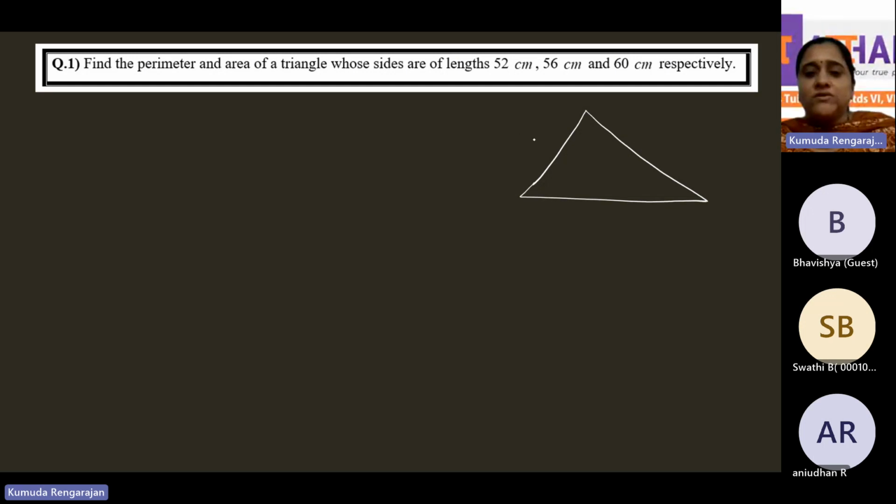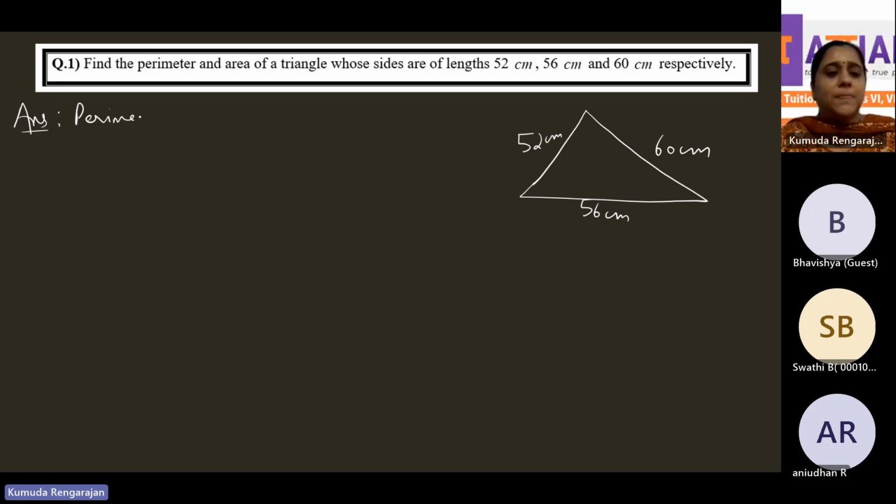So let's mark off the sides, okay? 52 centimeters, 56 centimeters, and 60 centimeters. Now using this, we have to find the area and perimeter of the triangle. The first is perimeter. Perimeter is easy, right? How do you find the perimeter of a triangle? Ramanan? Louder. Sorry? No, 2 into L plus B is the formula to find the perimeter of a rectangle. Triangle. Blessing? That is the formula to find the area of a triangle.